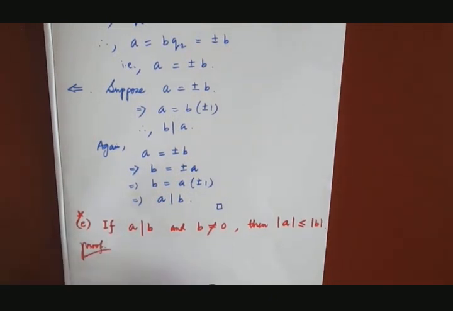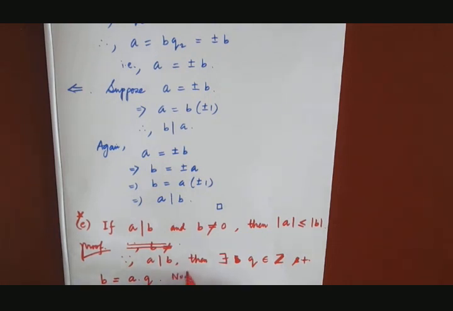The proof is very simple again. Since B is not 0, and since A divides B, then just by definition, there exists Q over Z such that B can be written as A times Q. Right? Now note one thing.